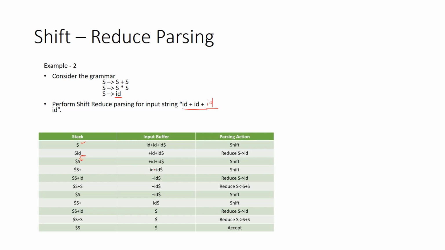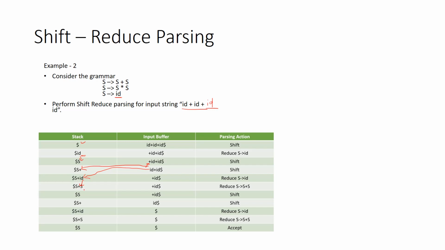Now we shift this plus, pushing this plus into the stack. We are performing a shift operation. There is no match for S plus, so again we shift another symbol, that is id. We push this id here. When we see id matching this production, we replace this id with S.